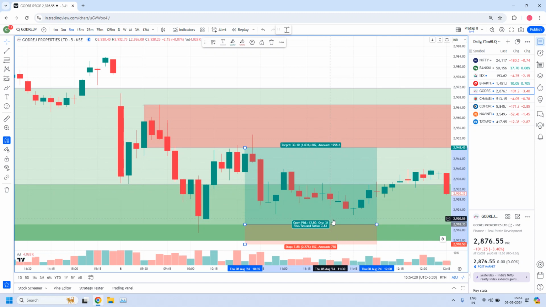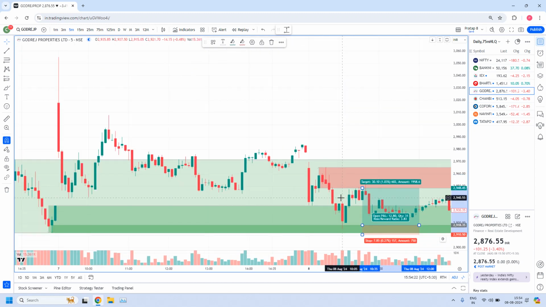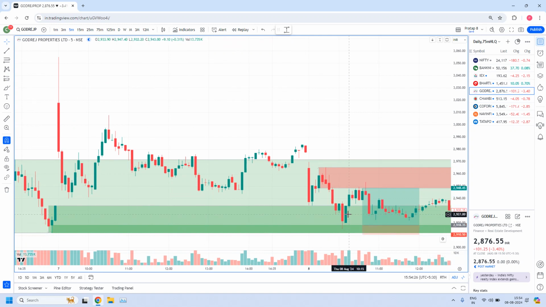Some 3.8 RR, close to 1:4 RR we got. Okay, RR is okay. Risk management is okay. Only thing is, will prices really reach this type 3 proximal or not, because at the type 3 proximal, many times we will be missing the trades.